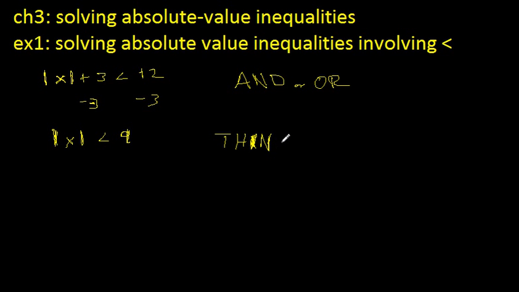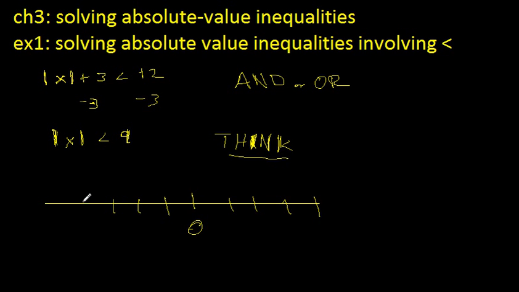The thing I want to think is, x to 0 is less than 9 units. Let me draw up a number line and show you what I mean. So we've got our number line here, and let's call this 0. Let's call these points -3, -6, -9, -12, and 3, 6, 9, 12. This number line will continue going off in both directions.